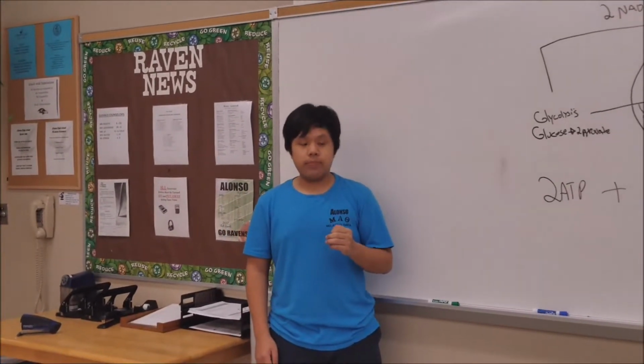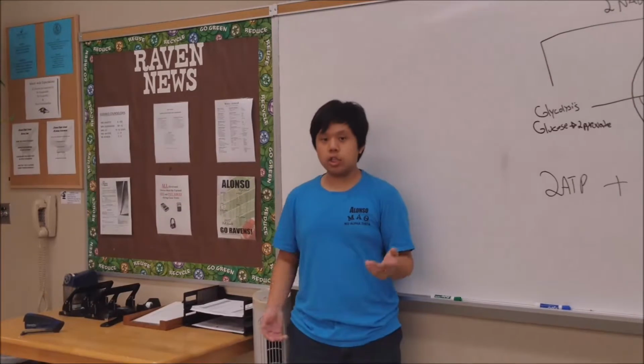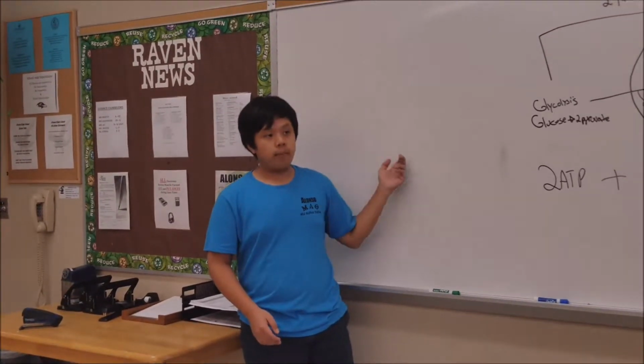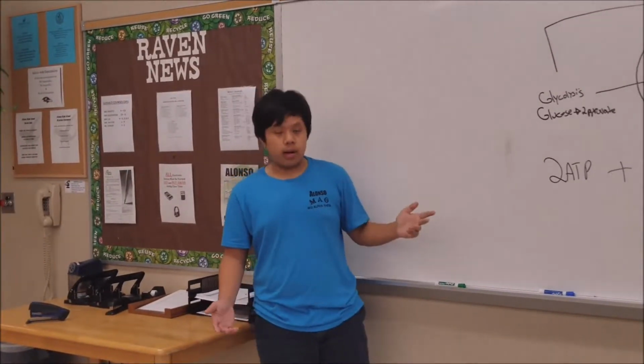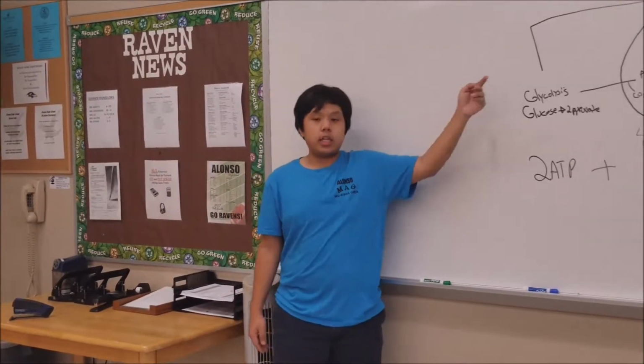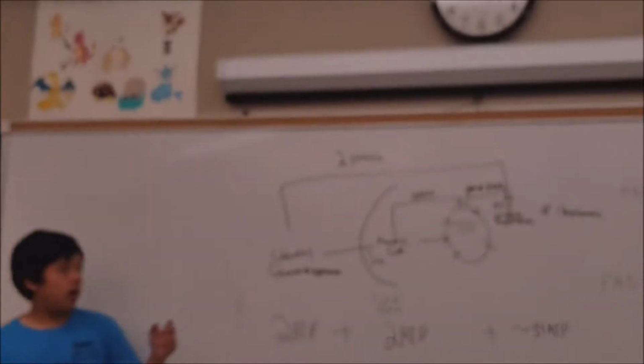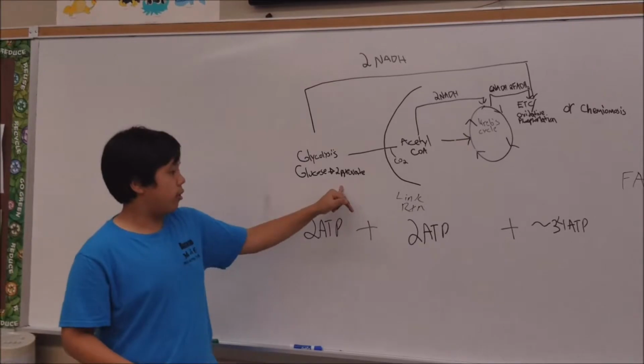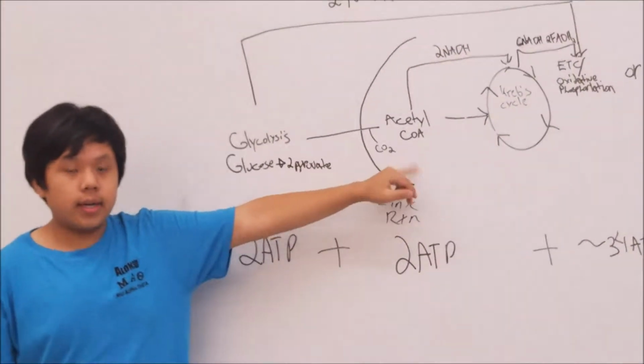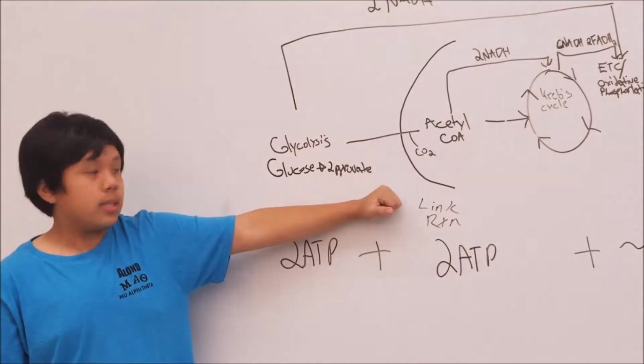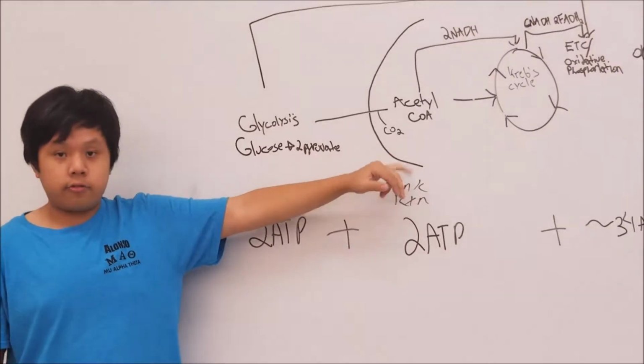G3P will become BPG. Due to a series of chemical reactions, it will eventually become PEP. From PEP, it will become pyruvate. And in this process, we have the release of NADH and ATP. Now, we're at this process here, in which pyruvate will decide to enter the mitochondria. When oxygen is present, it will enter the mitochondria via active transport.